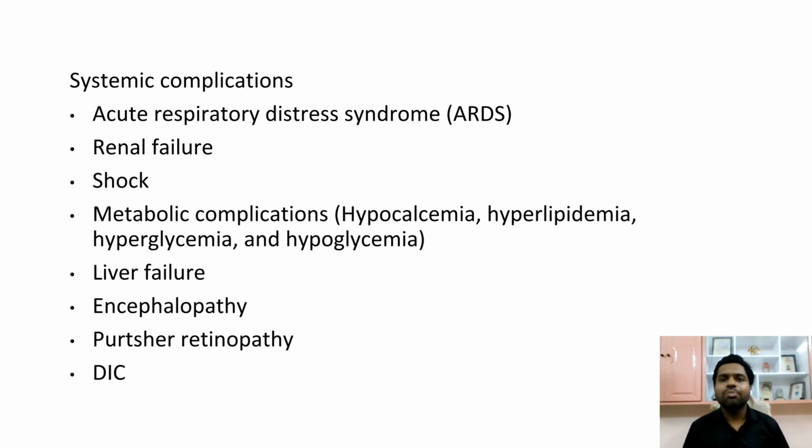Then comes systemic complications. How I usually remember is organ wise. I go with encephalopathy, ARDS, liver failure, renal failure, then DIC, Purtscher retinopathy, and also metabolic complications like hypocalcemia, hyperlipidemia, hyperglycemia, hypoglycemia. So that's how I remember, and that's how I write. I suggest you do the same, system wise.